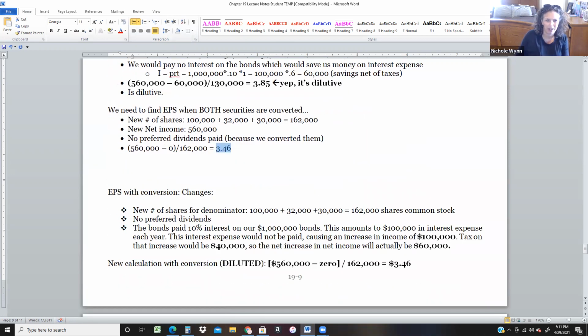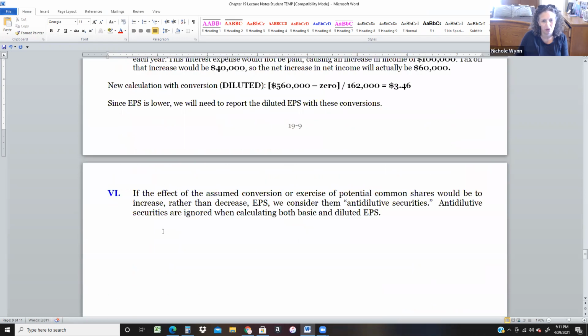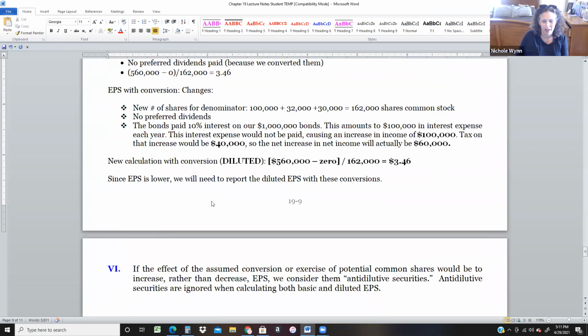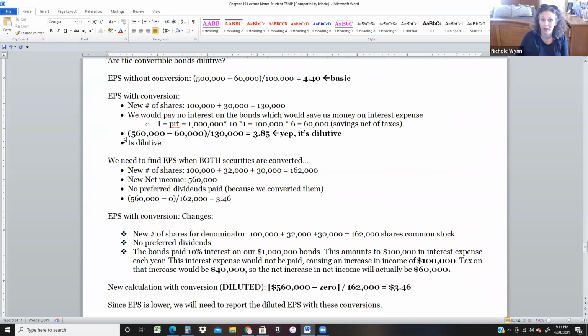It looks like I went ahead and detailed that out here. The bonds paid 10% interest on the million. This is just another explanation of it, and then there's the 3.46 that I just found. I hope that helps. I just wanted to share this with you so that you could have that additional information for this problem, because this problem is a very good one to practice to get ready for your exam.